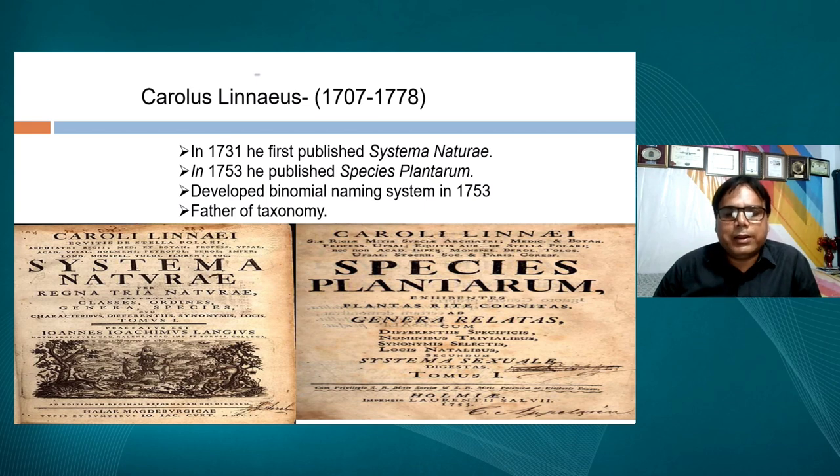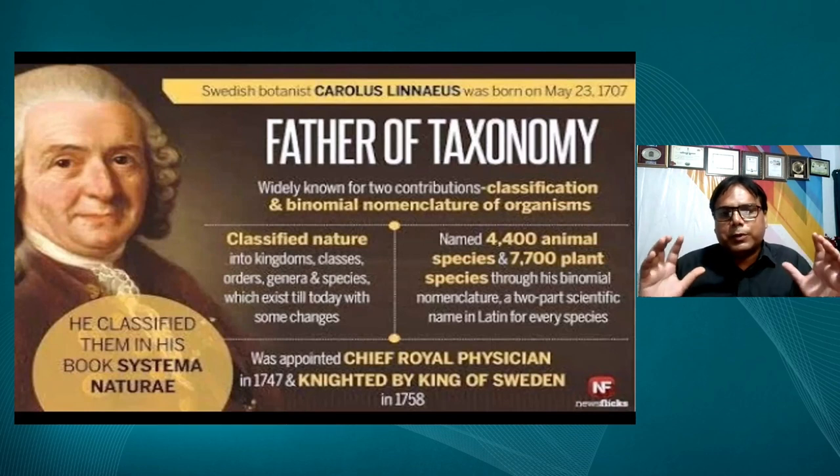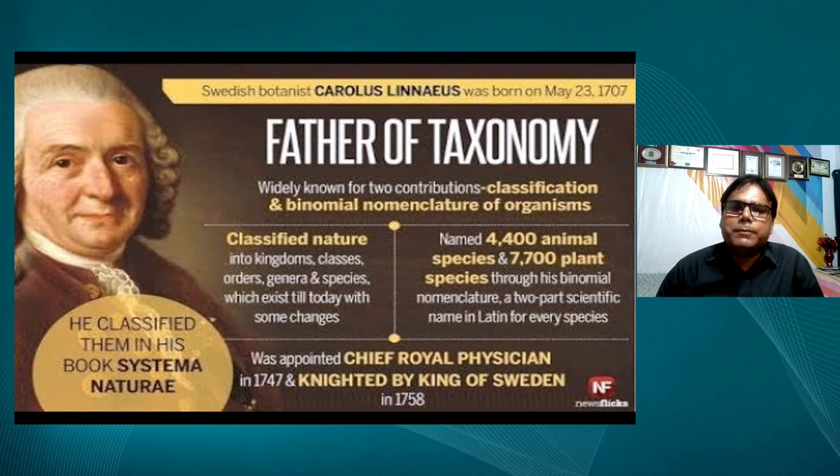So students, whenever a question is asked in examination, please give the name of the father of taxonomy, then the answer will be Carolus Linnaeus. So Carolus Linnaeus actually proposed the nomenclature system that is known as the binomial system of nomenclature. The name of any organism consists of two words. The first word is known as genus, which starts with a capital letter, and the second word is known as species, which is written in small letter.